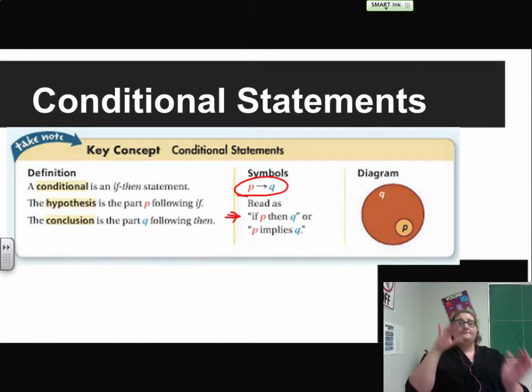And the diagram, which is rarely used on any test or even in the textbook, but this is what the diagram indicates, that P is the conclusion, or what we want to get, and Q is what we want to get. P is inside our conclusion.